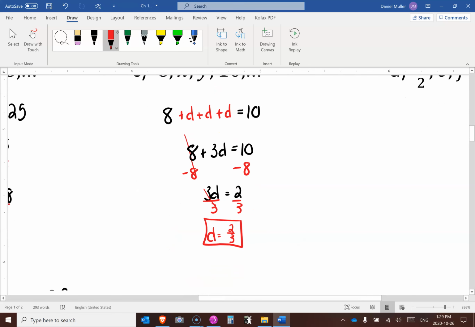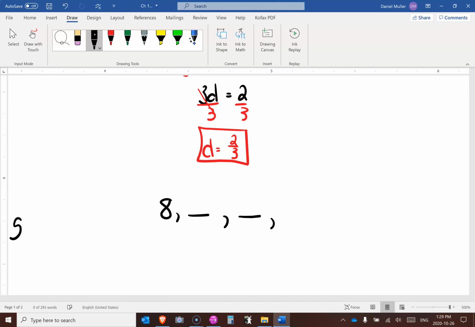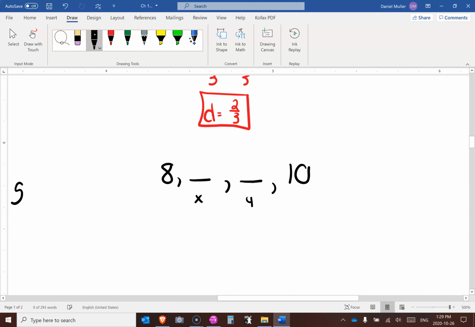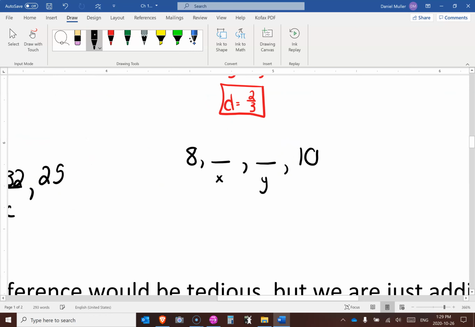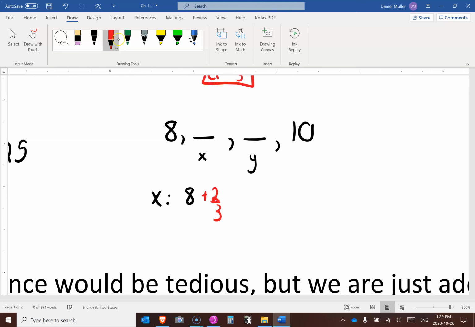Okay, so we need to get X and Y here. So I have 8, and then that, and then that, and then 10. That's my X and that's my Y. Now, I have a little bit of room here. I don't, off the top of my head, know what 8 plus 2/3 is. So it is adding, yeah. So I'll just add 2/3 here. And same with whatever that number is, which will be Y. I don't know what it is, but I'll have to add 2/3 to that as well.